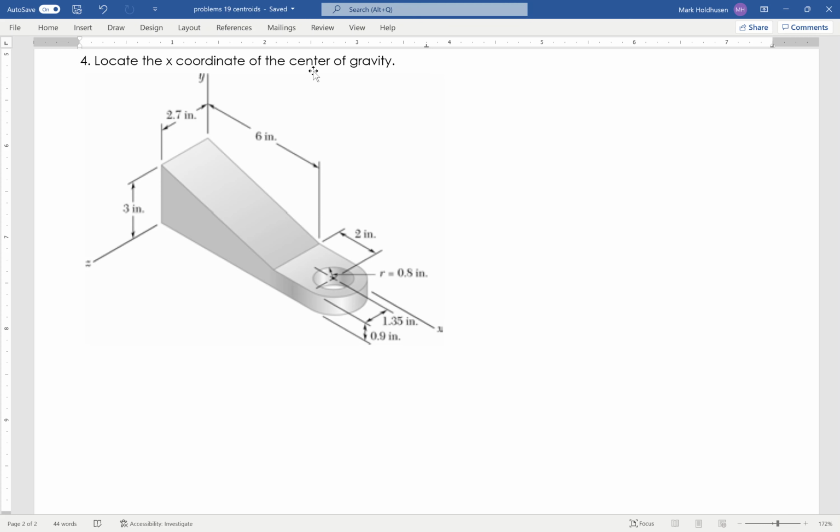Okay, I want to find the x-coordinate of the center of gravity of this volume right here. So what I need to do on this one is break it up into chunks. Okay, we'll break it up into chunks like this.